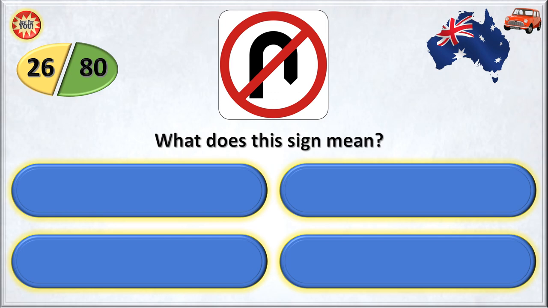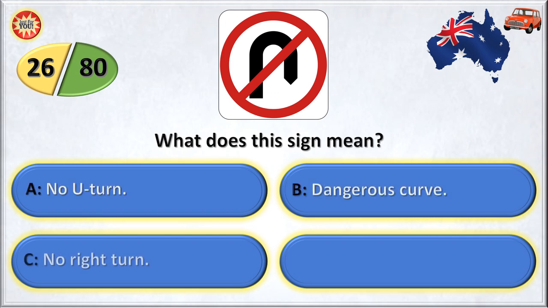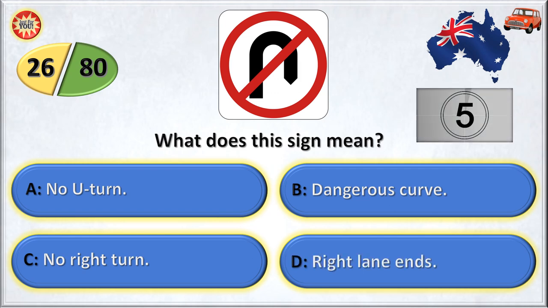What does this sign mean? No U-turn. Dangerous curve. No right turn. Right lane ends. No U-turn.